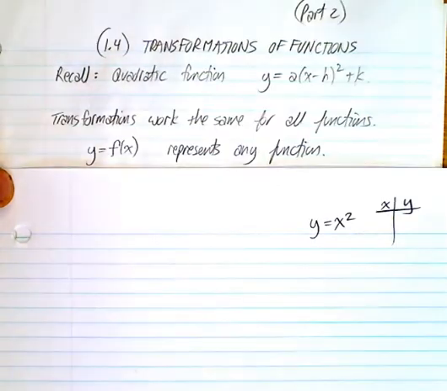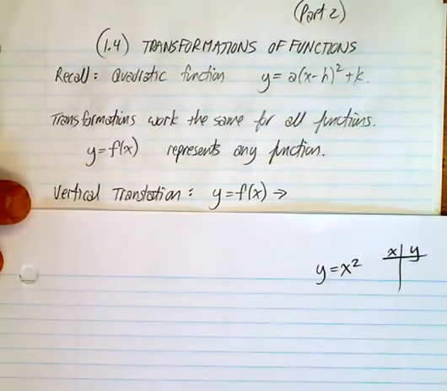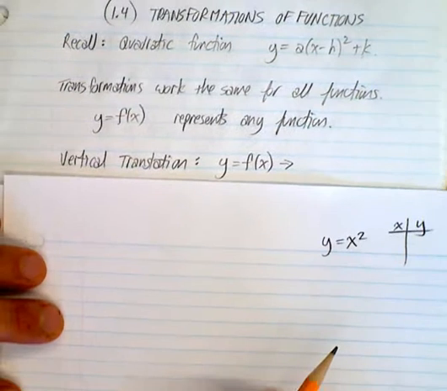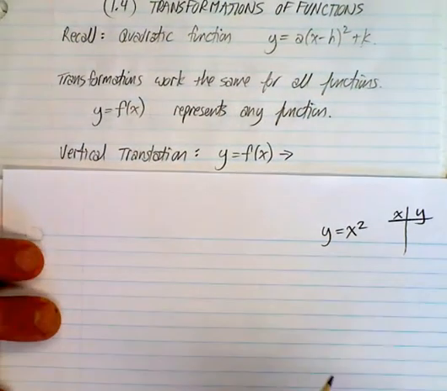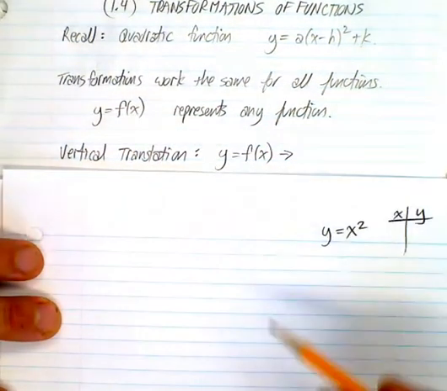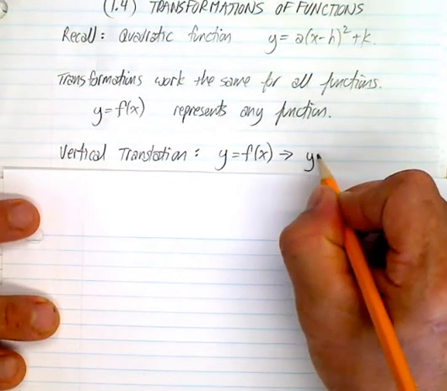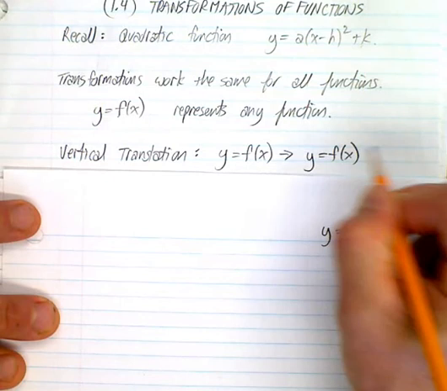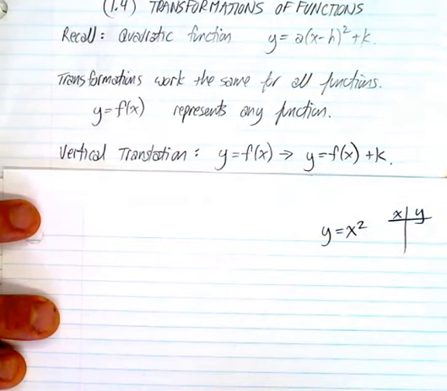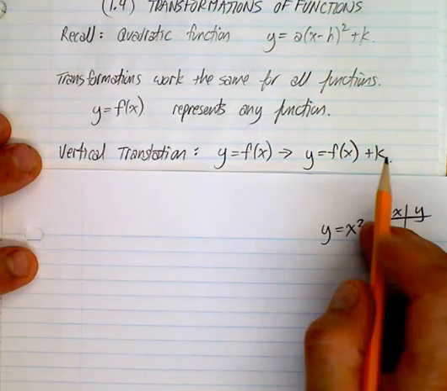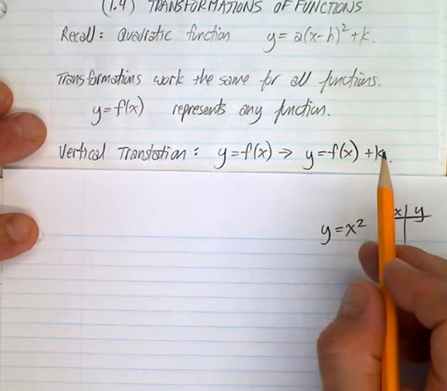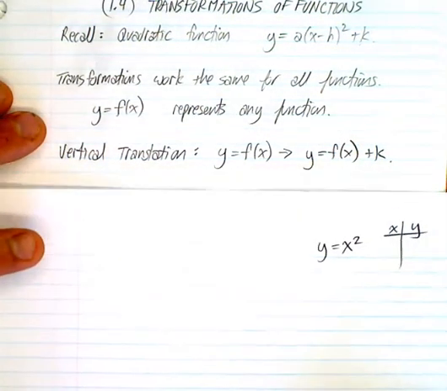We are looking, first of all, at vertical translations. Vertical translations means that you're going to slide it vertically, either up or down, right? So how this is going to look is we have our original function and we go plus k. If k is positive, it goes up. If k is negative, it goes down. That is a vertical translation.